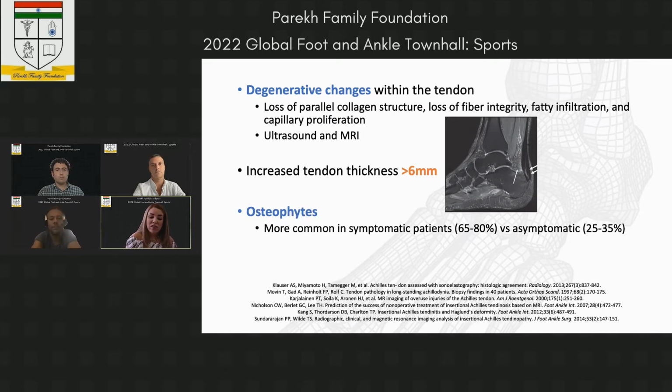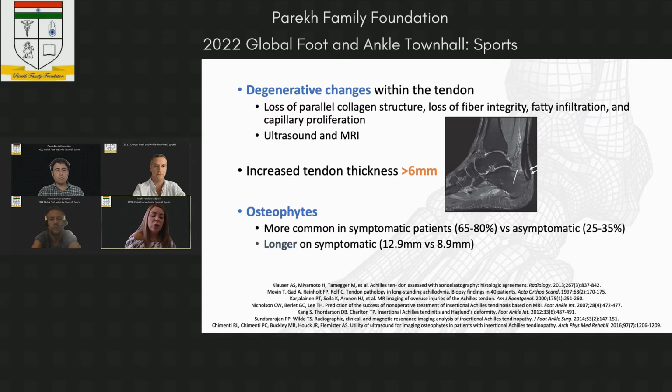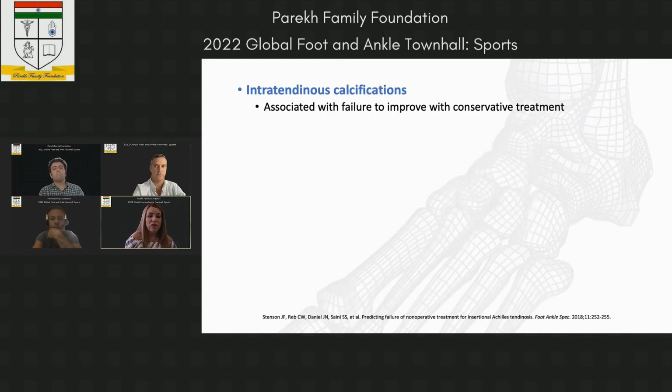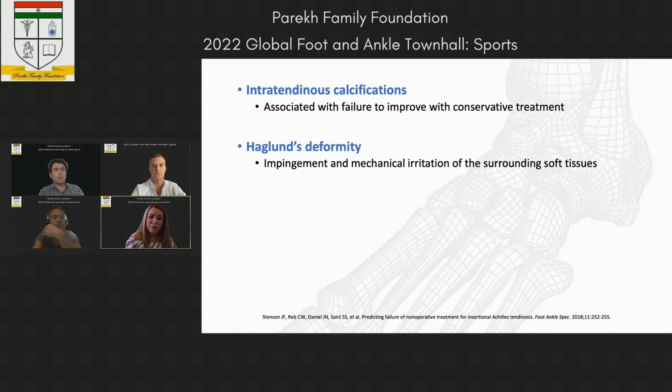So we can also see osteophytes. These can also be present in patients who are asymptomatic, but they're more common in symptomatic patients. What we've seen though is that patients who do have pain have longer osteophytes. So what this means is it's the size rather than the presence of osteophytes that contributes to the pain in these patients. We can also see intratendinous calcifications. And as for the Haglund's deformity, we're going to see this in a lateral weight-bearing radiograph. And what we're going to see is this bony prominence, it impinges and causes irritation around the soft tissues.